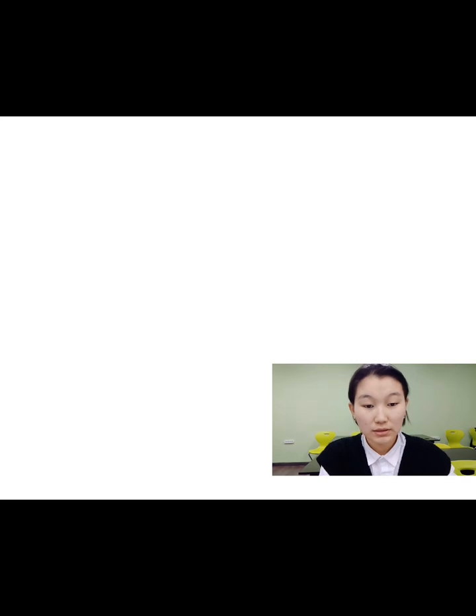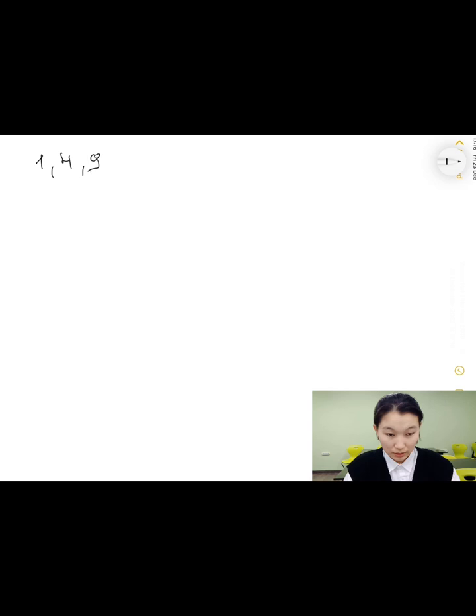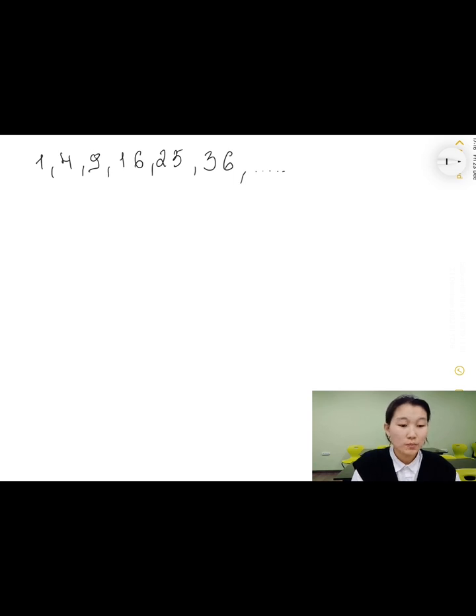If someone asked you to list the squares of all natural numbers, you would begin by writing 1, 4, 9, 16, 25, 36, and so on. But you will soon realize that it's actually impossible to list all these numbers, since there are an infinite number of them. However, we can represent this collection of numbers in several different ways.